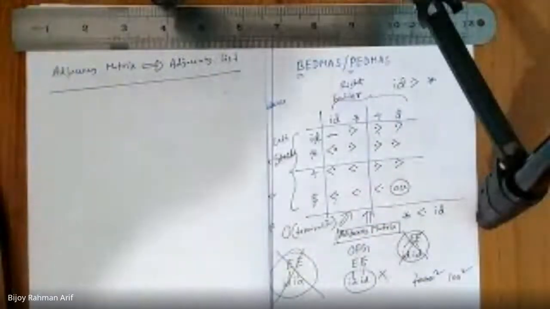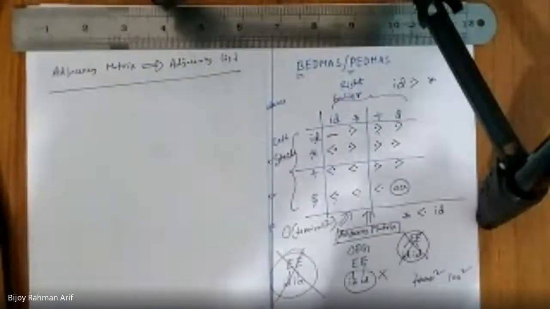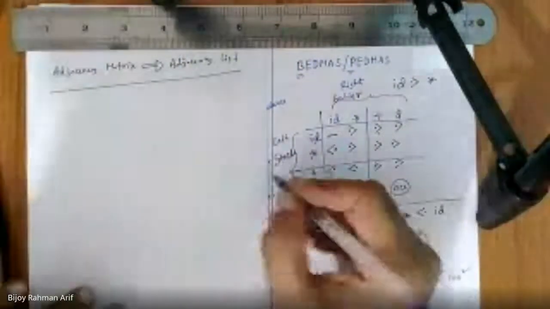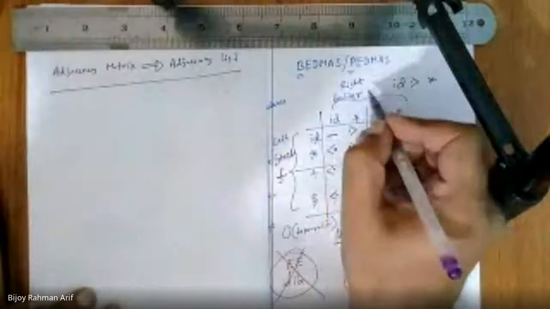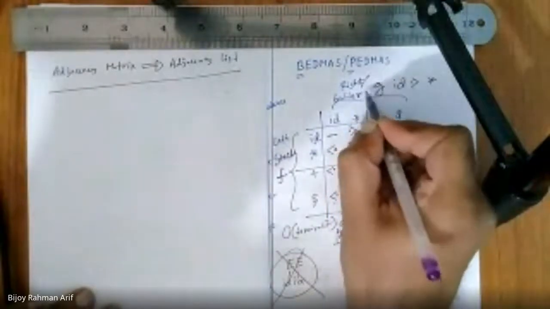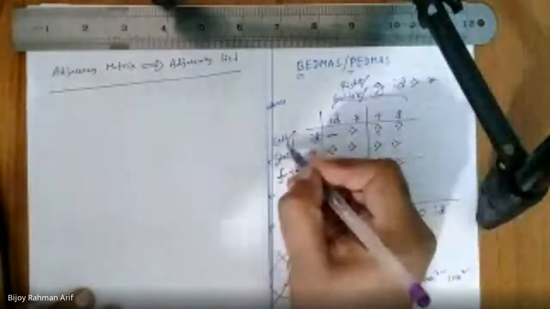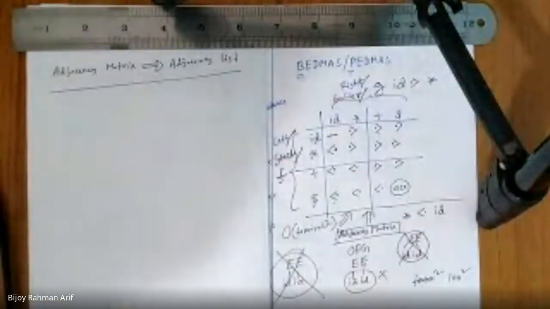Adjacency list. So how can we convert that one? Let's name the left side nodes as F and this one as G. This is the right side, this is the buffer, this is G. This is the left side, this is the stack, it is F.